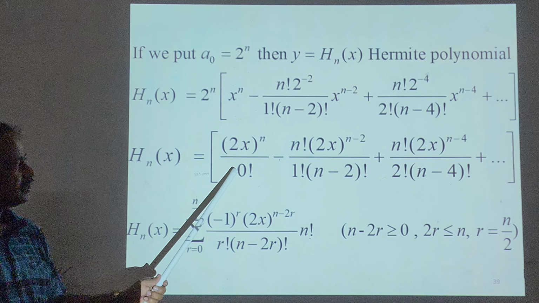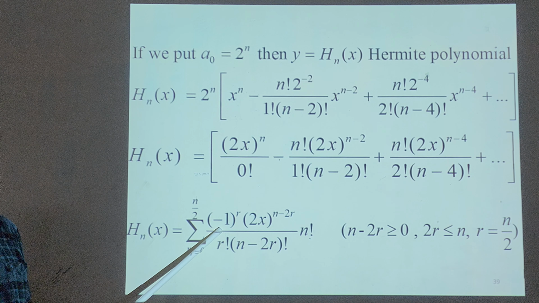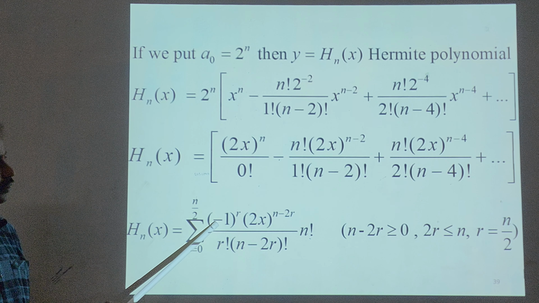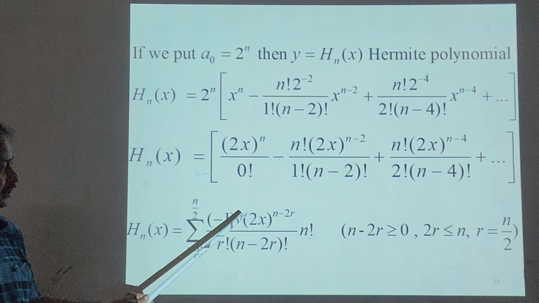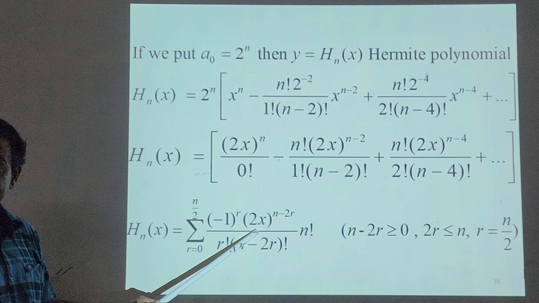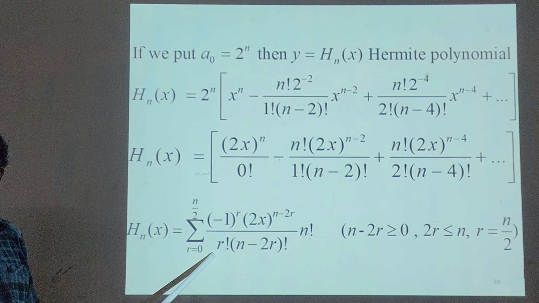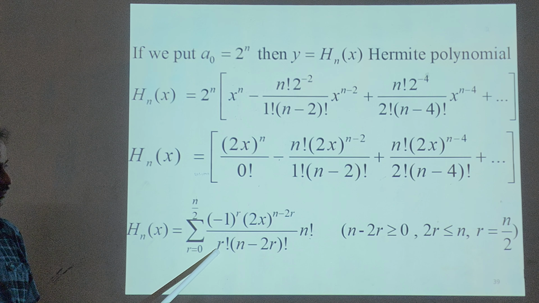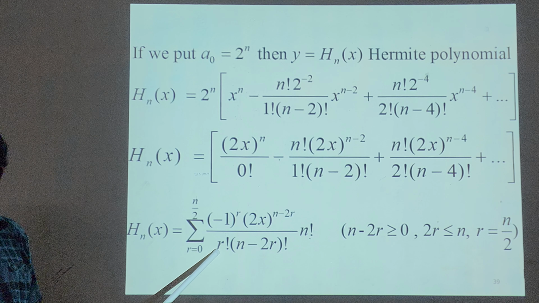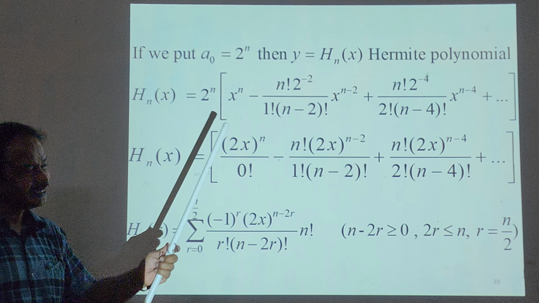Okay, how is it possible? We'll see. Now when r equals 0 here, you substitute r equals 0. When r equals 0, this becomes plus 1. This becomes (2x)^n. See, first term, (2x)^n. Denominator, r equals 0, this becomes 0 factorial, and this becomes n factorial. So this n factorial will cancel, and you will have the first term. Is it okay? What is the second term?